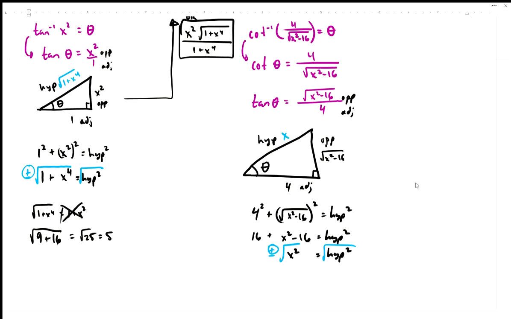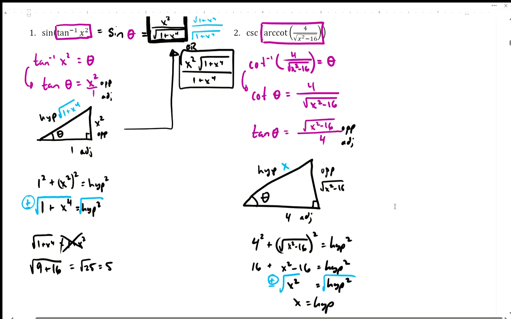So square root and square cancel. So x is the hypotenuse. Okay, so our hypotenuse is just x. Okay, so cool. So it looked worse than probably what it really was. It is just x, how nice.